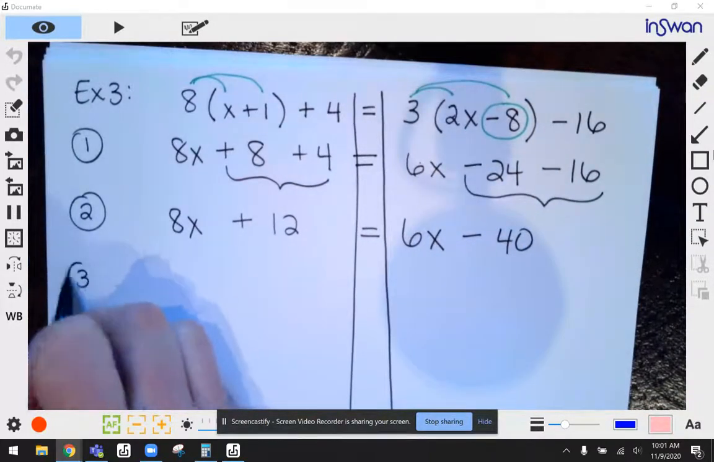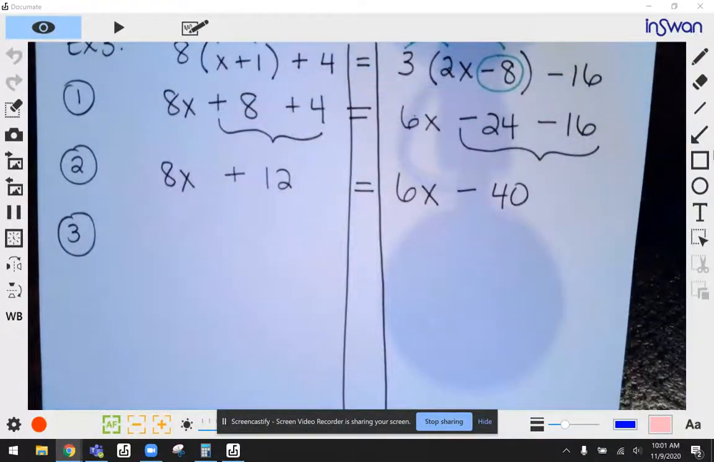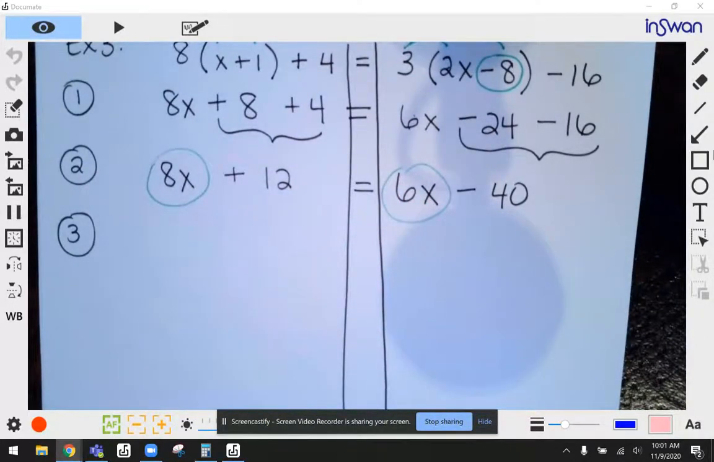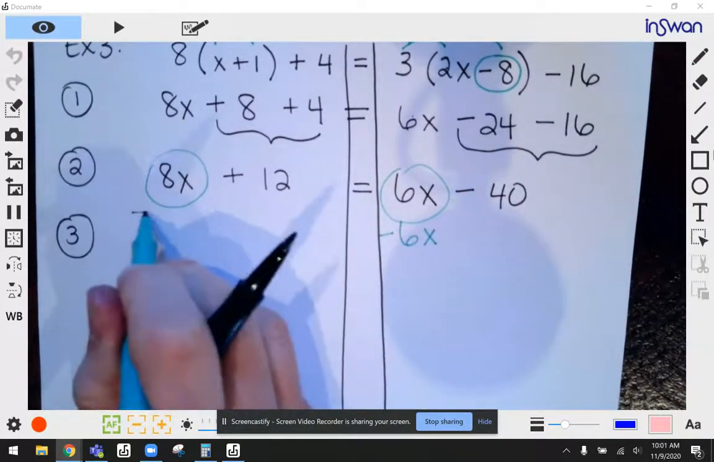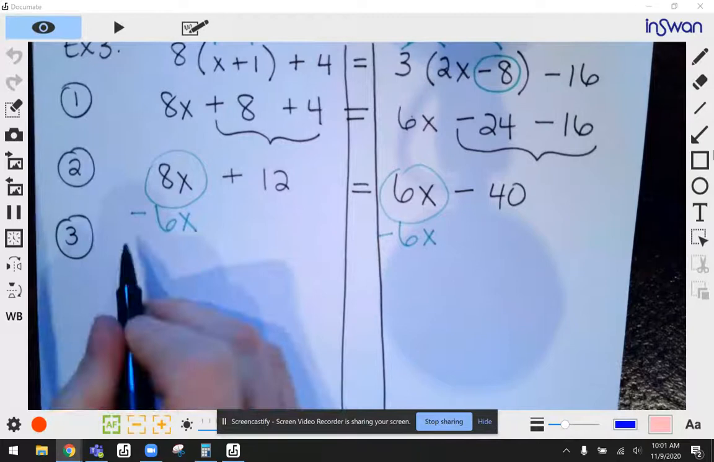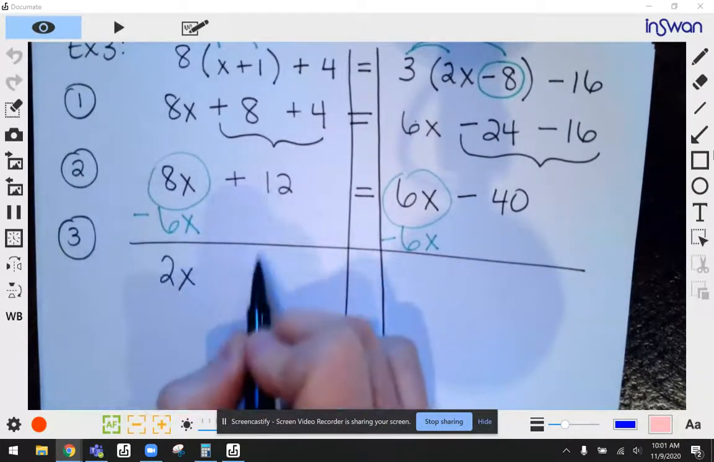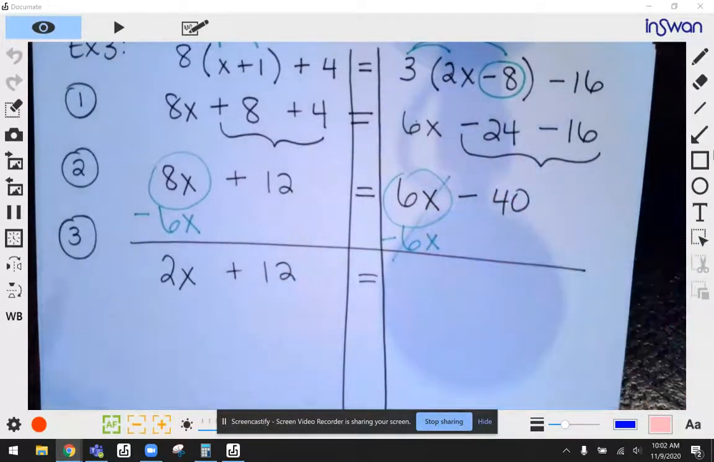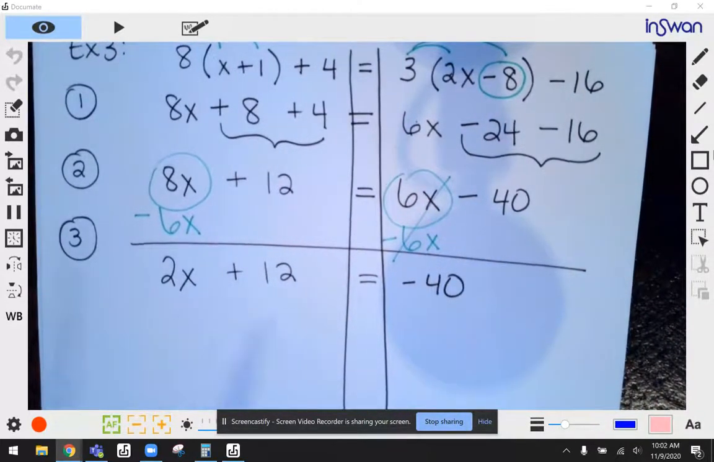Okay, step 3 says move variables to one side. So find your variables. There's an 8x and there's a 6x. Find the smaller one and take it away. So we're subtracting 6x from both sides. Okay, 8x minus 6x is 2x plus 12 equals 6x minus 6x is 0, that cancels, minus 40. Okay, being careful to bring down those signs every time we move anything down.